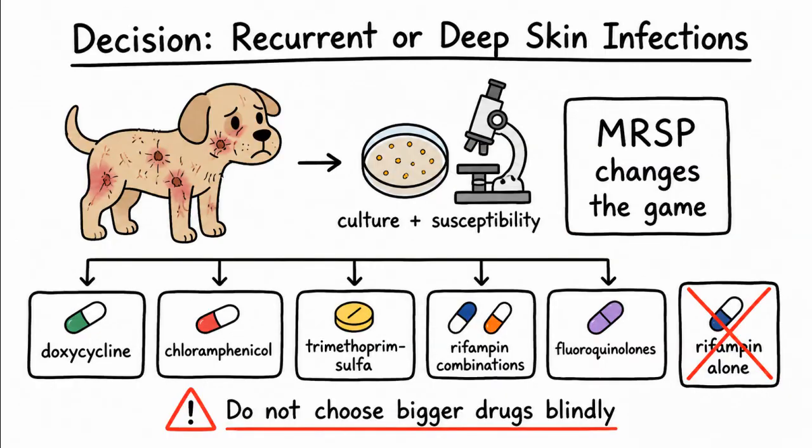If the infection is recurrent, deep, rod-shaped on cytology, or not responding, culture becomes much more important. Methicillin-resistant Staphylococcus pseudintermedius changes the game. At that point, I do not simply choose a bigger drug blindly. I use culture and susceptibility, intensified topical therapy, and only consider drugs like doxycycline, chloramphenicol, trimethoprim sulfa, rifampin combinations, or fluoroquinolones if the susceptibility report and patient safety support it. Rifampin should not be used alone, and fluoroquinolones should not be used just because they sound strong.